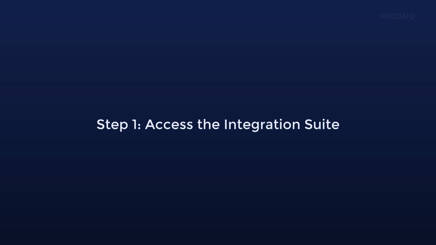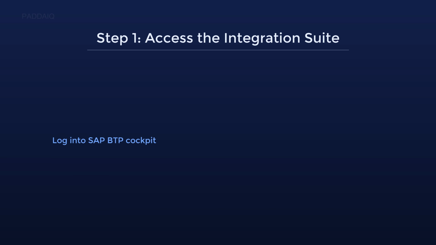Access the integration suite to begin the configuration process. Log into SAP BTP cockpit. This means accessing the central web-based administration tool for SAP Business Technology Platform. For instance, a developer would open their web browser and enter their credentials to reach their account dashboard. This initial step is essential to begin working with any BTP services.